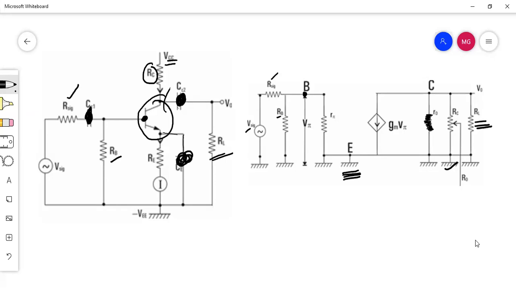Is this clear to you? How can I draw the AC equivalent circuit from this diagram? അതാണ് ഞാൻ പറഞ്ഞത്. Is this clear? Should I explain once more, or is that clear to you? Clear ആണ് sir.